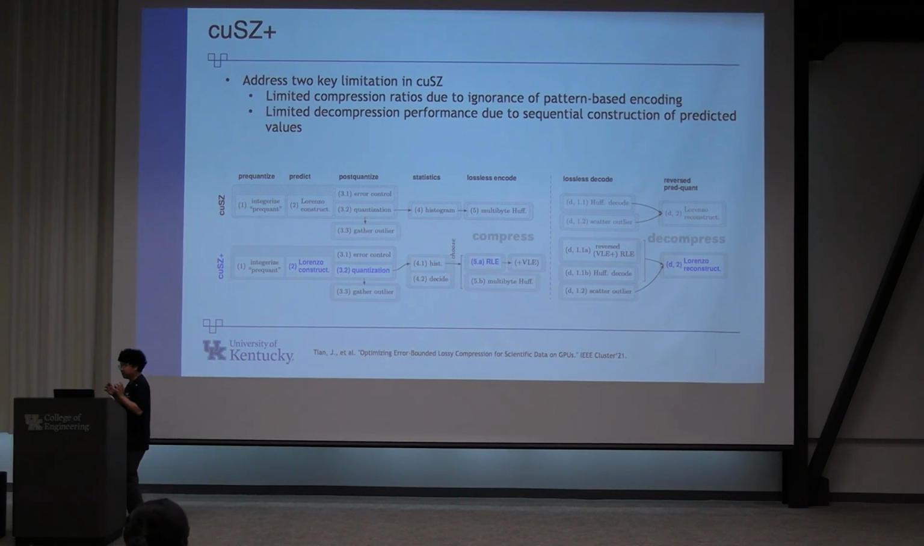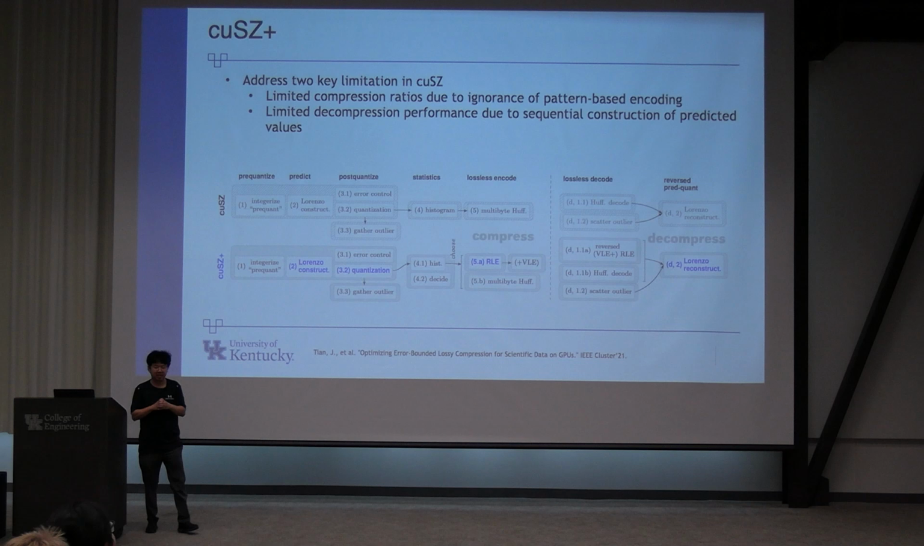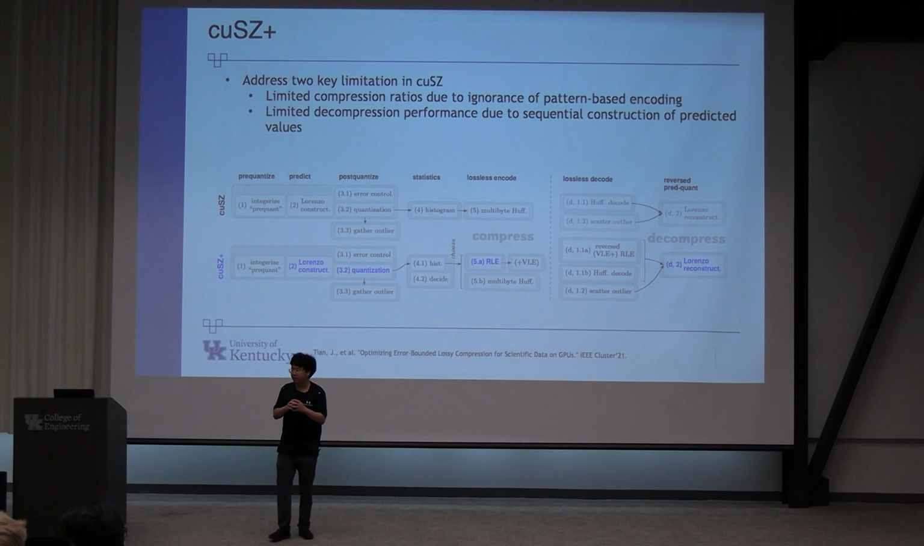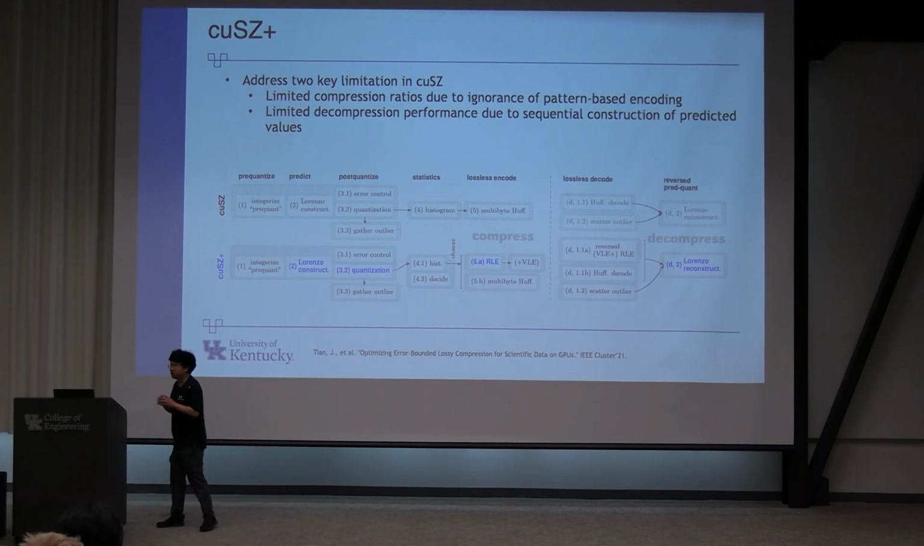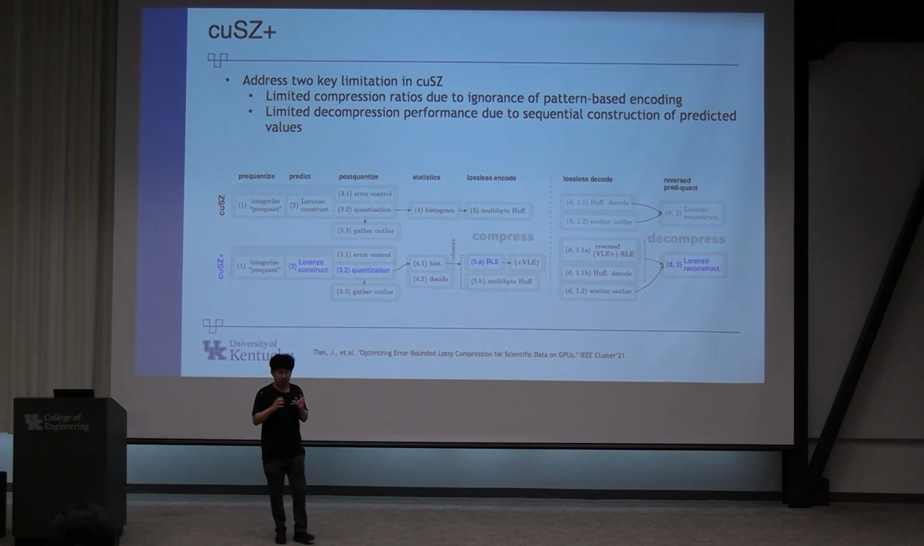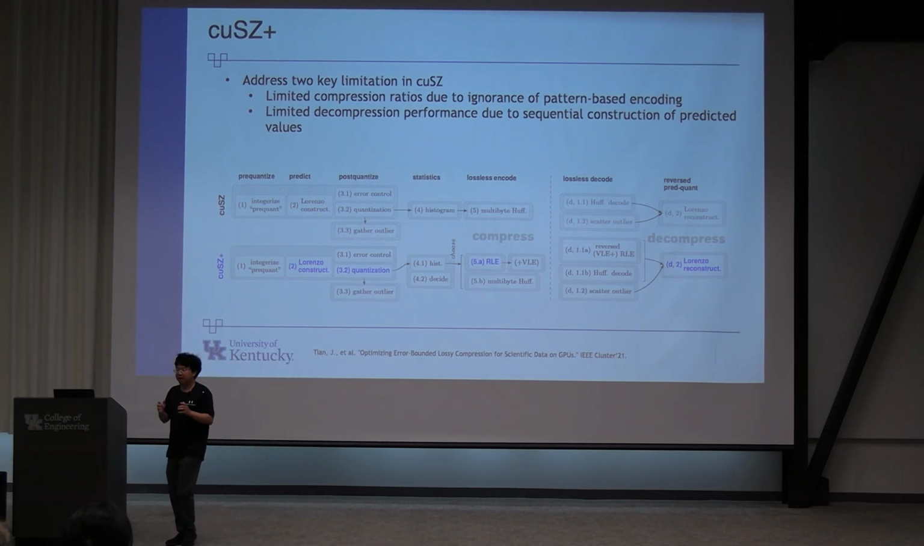So in QSA Plus, we incorporate the pattern-based lossless encoding to improve the compression ratios. Another limitation in the previous QSA is that it has limited decompression performance due to the sequential construction of the predictive values. So we didn't mention it in the previous slides, but I can elaborate a little bit. Basically, in the original QSA, what we do is just to parallelize the prediction stage using the dual quantization. So this can significantly improve the performance during compression, but it may have little benefit in decompression.